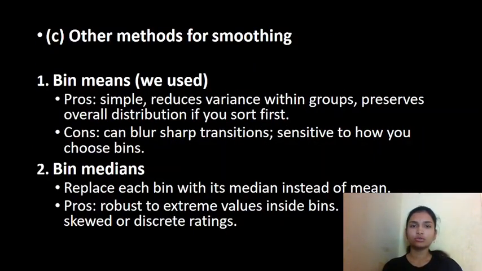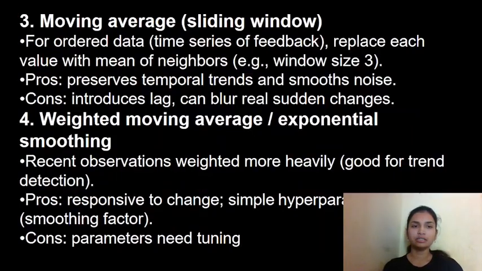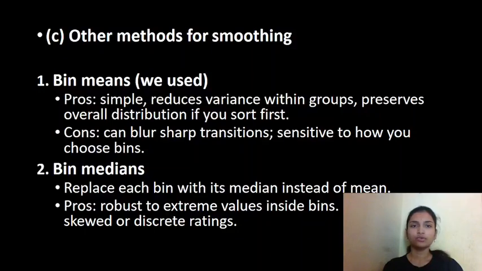Other methods for smoothing are: first one is bin means, bin medians, moving averages, weighted moving average. Okay, so these four are the other methods. Bin means process is simple, reduces variance within groups and preserves overall distribution if you sort first. Its cons: can blur sharp transitions, sensitive to how you choose bins. Second, bin medians. Replace each bin with its median instead of mean.